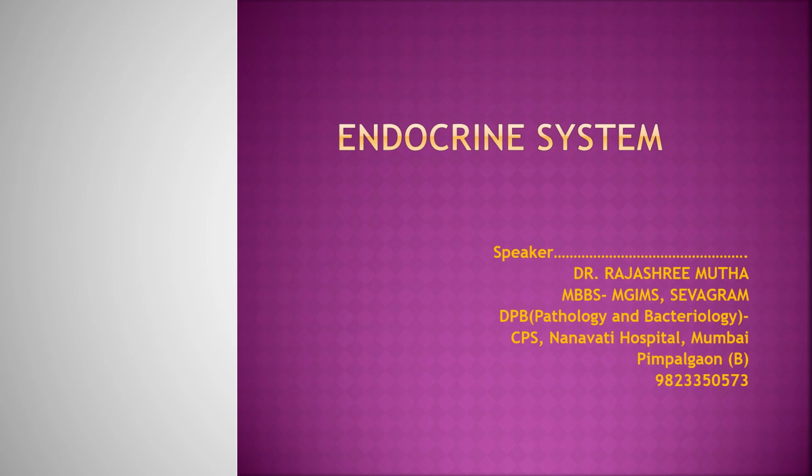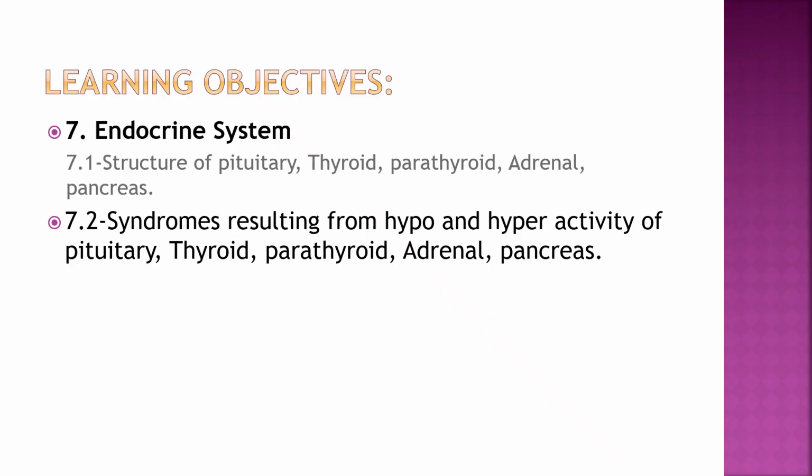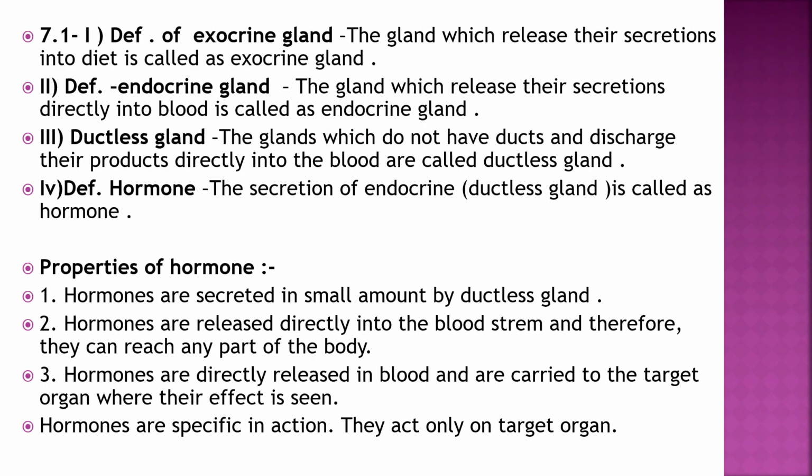Today we are going to study the endocrine system. Learning objectives are for unit 7, the endocrine system. 7.1 is the structure of the pituitary, thyroid, parathyroid, adrenal, and pancreas glands, and 7.2 covers the syndromes resulting from the hypo- or hyperactivity of the glands.